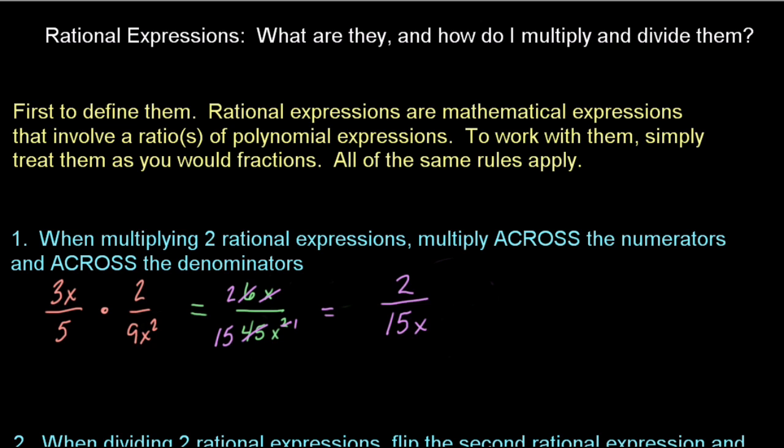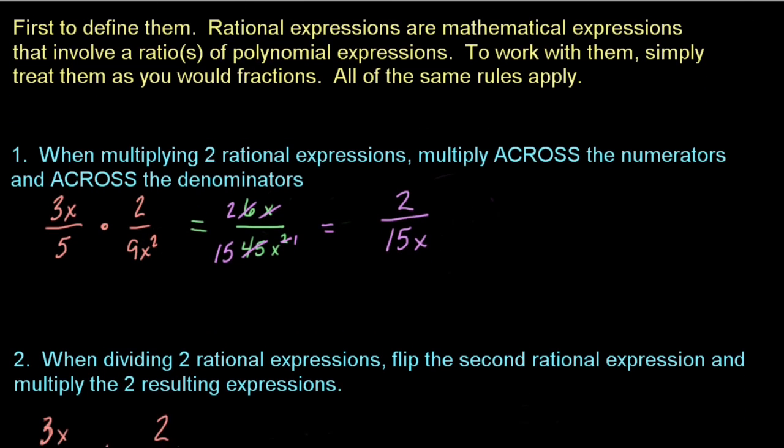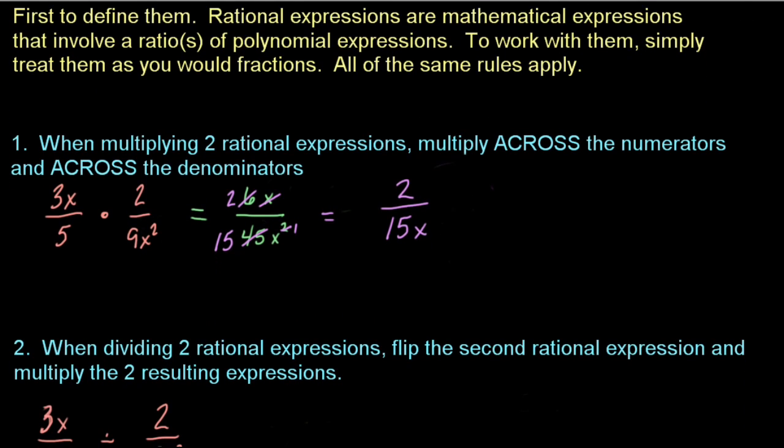Okay. Addition and subtraction takes something called the common denominator. We're going to do that later. We have to learn how factoring expressions helps us in that. All right, so on division. First things we're going to do, when dividing two rational expressions, flip the second or bottom, depending on how they present it to you. Flip the second rational expression and multiply the two resulting expressions.